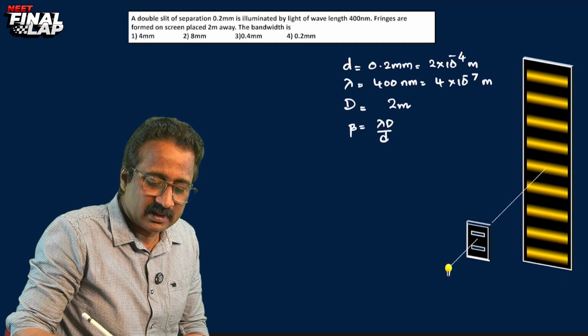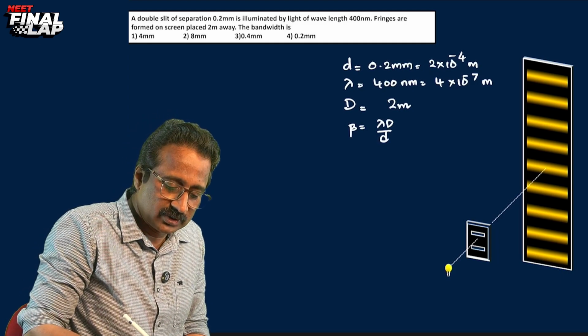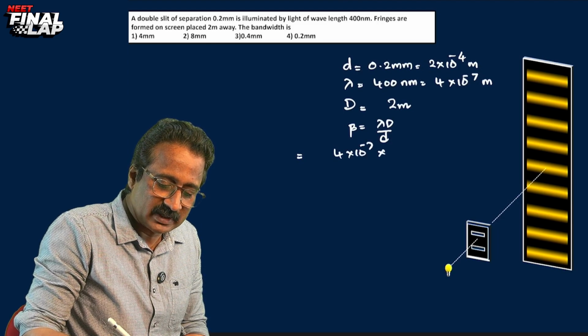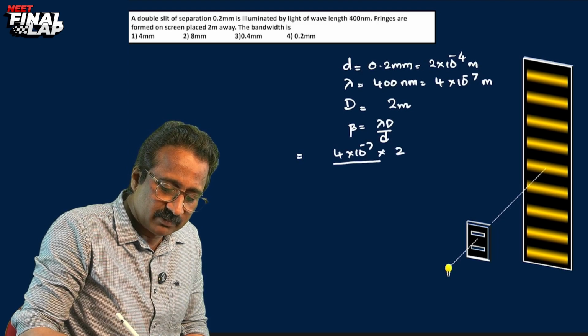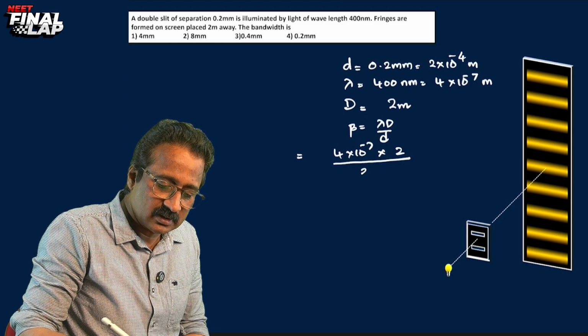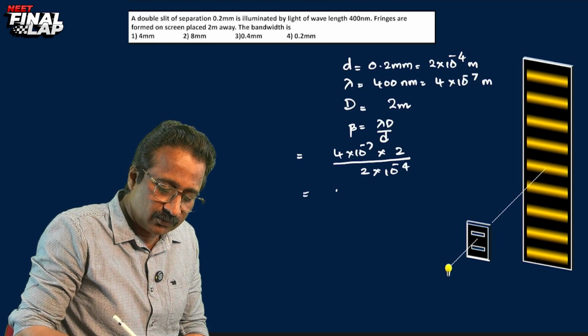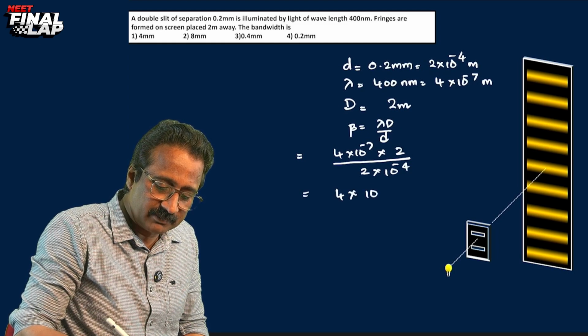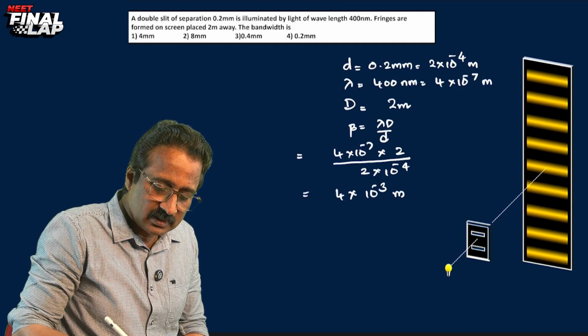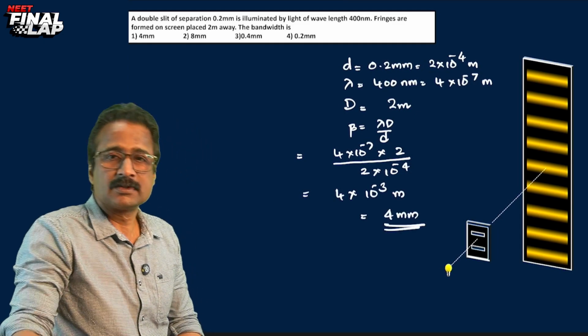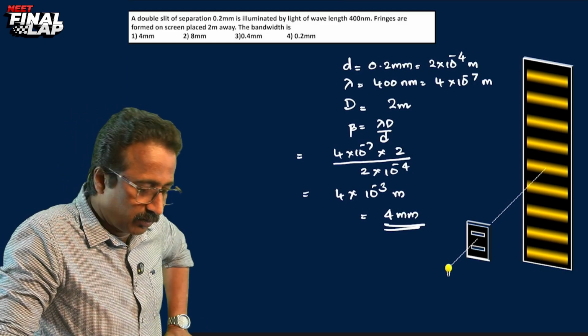It is lambda D by d. It's only a matter of substitution here. Lambda is given to be 4 into 10 raised to minus 7, that into capital D, which is 2 meter, divided by small d, which is 2 into 10 raised to minus 4. This is going to give you 4 into 10 raised to minus 3 meter, or that's equal to 4 millimeter. So the bandwidth in this experiment is 4 millimeter.